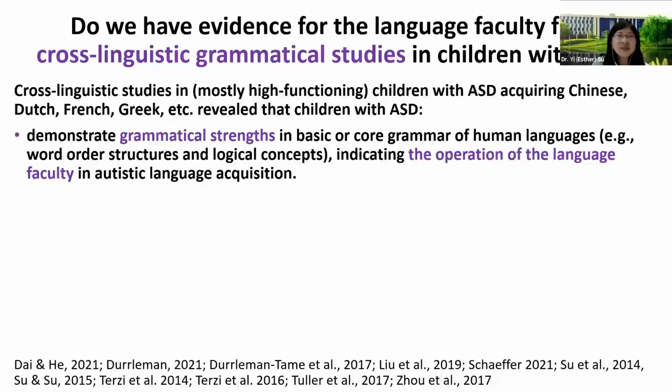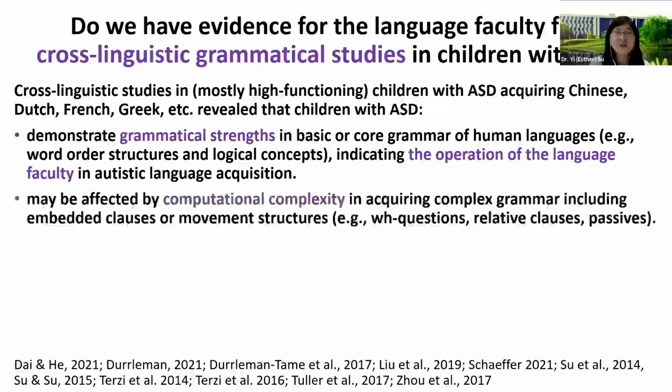So these children with SD demonstrate grammatical strengths in basic or core grammar of human languages, indicating the word order structures and logical concepts in Mandarin Chinese, which indicate the operation of language faculty in autistic language acquisition. But at the same time, children may be affected by computational complexity in acquiring complex grammar, including embedded clauses or movement structures.